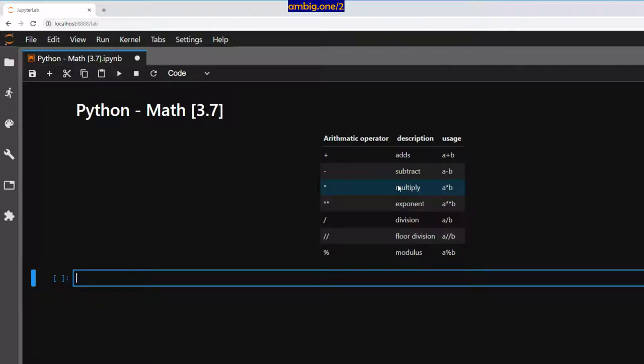Plus symbol adds, minus subtracts, star multiplies, double star is exponential, that is a to the power of b, forward slash is division, double forward slash is floor division. We will see the difference. And then percentage symbol, that is modulus. Right. So let's do addition.